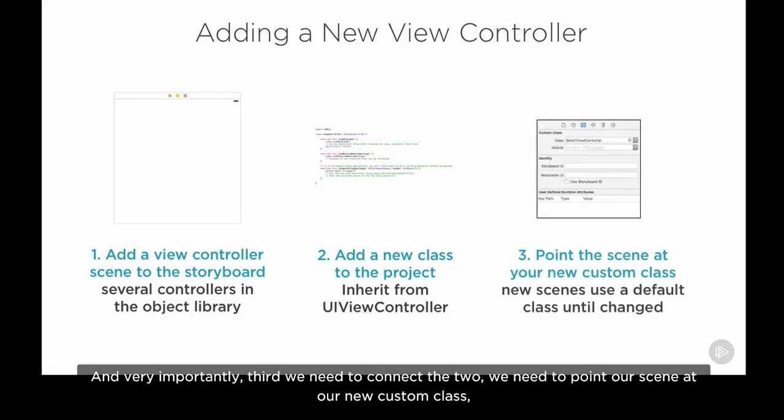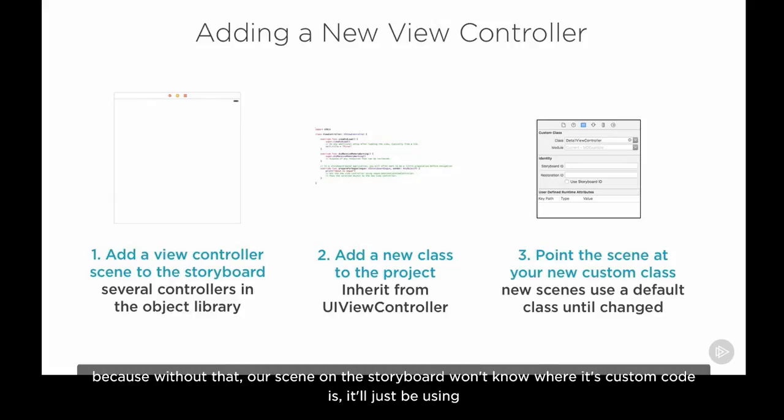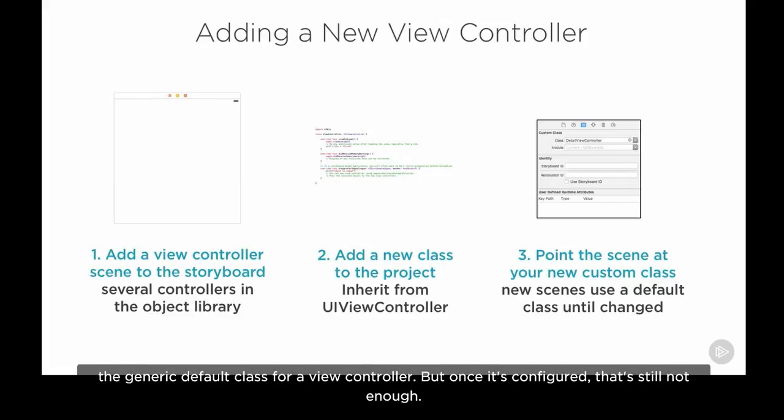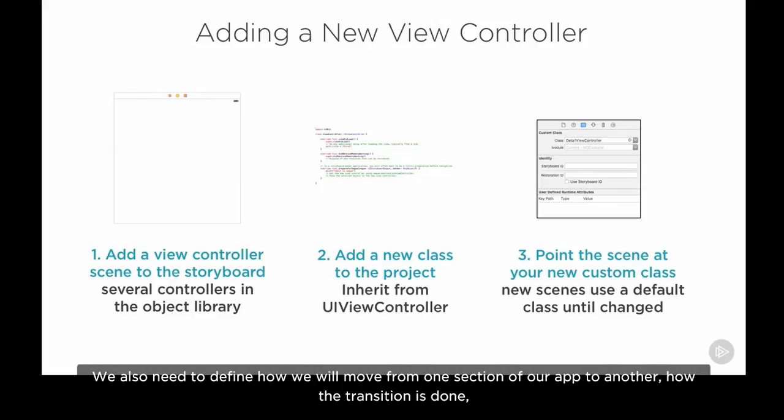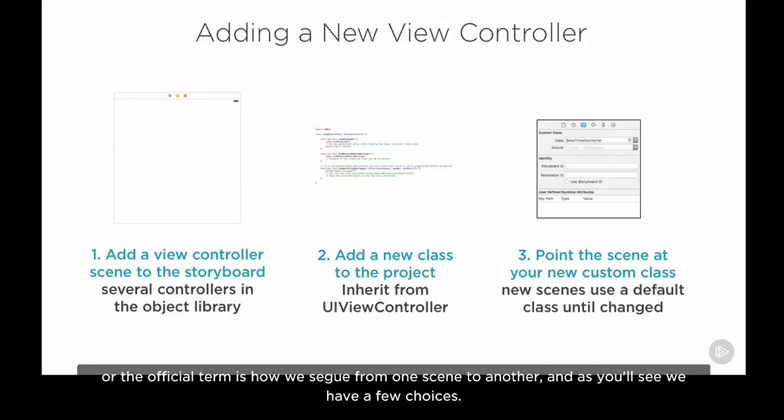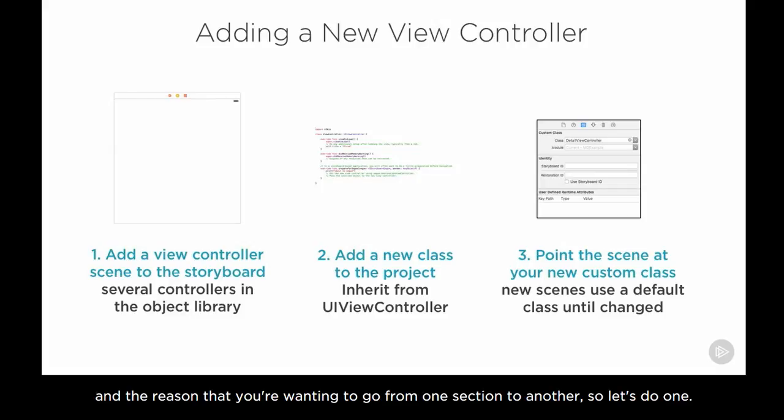We need to point our scene at our new custom class, because without that, our scene on the storyboard won't know where its custom code is. It'll just be using the generic default class for a view controller. But once it's configured, that's still not enough. We also need to define how we will move from one section of our app to another, how the transition is done, or the official term is how we segue from one scene to another. And as you'll see, we have a few choices. There are different ways to do that, partly based on the navigational structure of your application and the reason that you're wanting to go from one section to another. So let's do one.